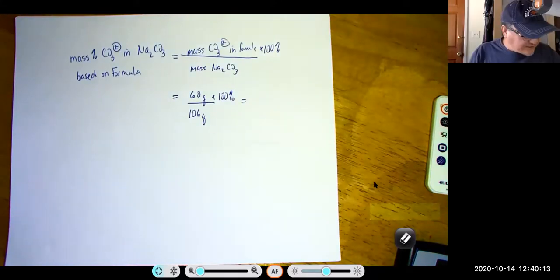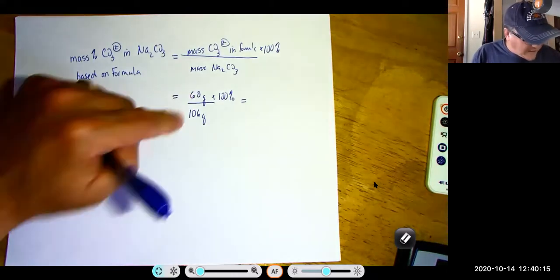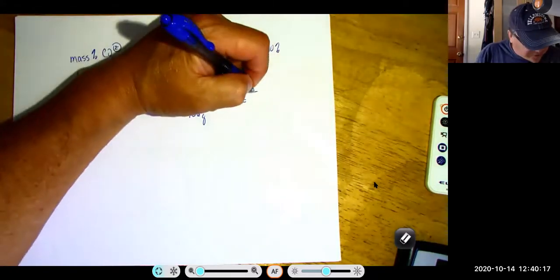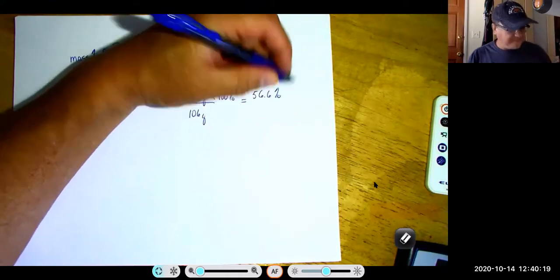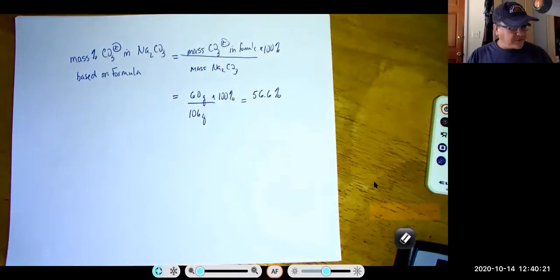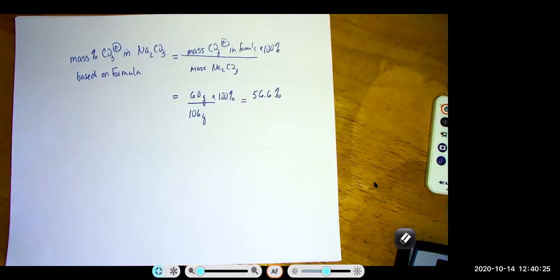And you can see that this is going to be a little bit better than half, or 50%. So 56.6%. So that's based on the formula. Oh, and then would it be similar to doing it with the experiment?